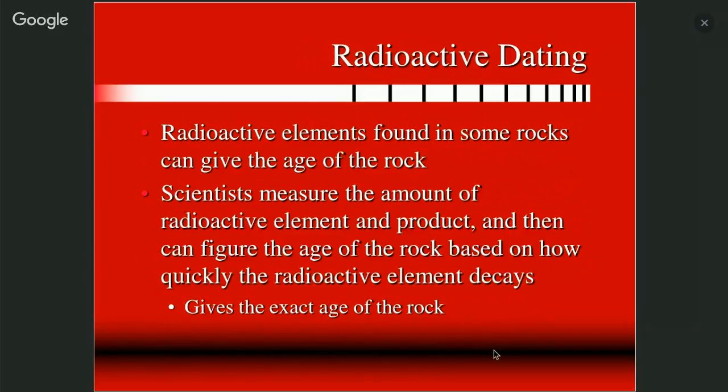So based on how much of the radioactive element is there versus how much of the byproduct is there, they can determine how old that rock is, because they know how long it takes. If they have so much of the radioactive material, they can look and see, well, how much of the byproduct do we have? And based on how much of that byproduct there is, they can determine how long it has taken for this radioactive material to turn into this byproduct. And that will give them the exact age of the rock.